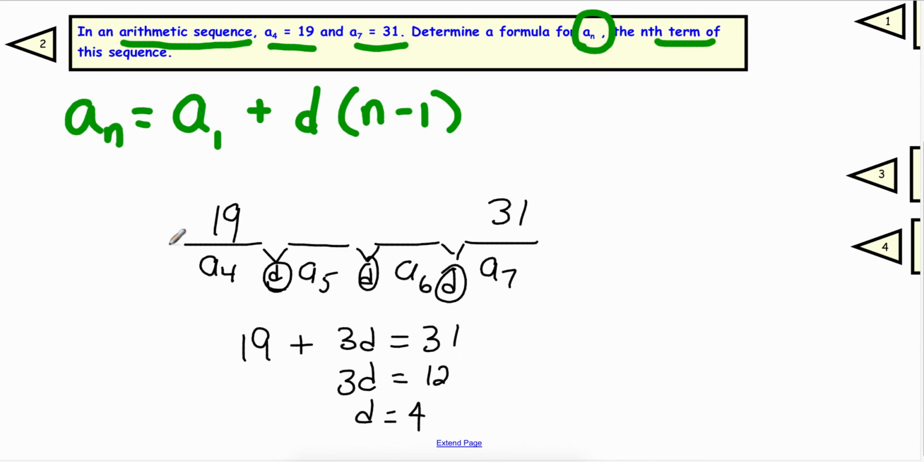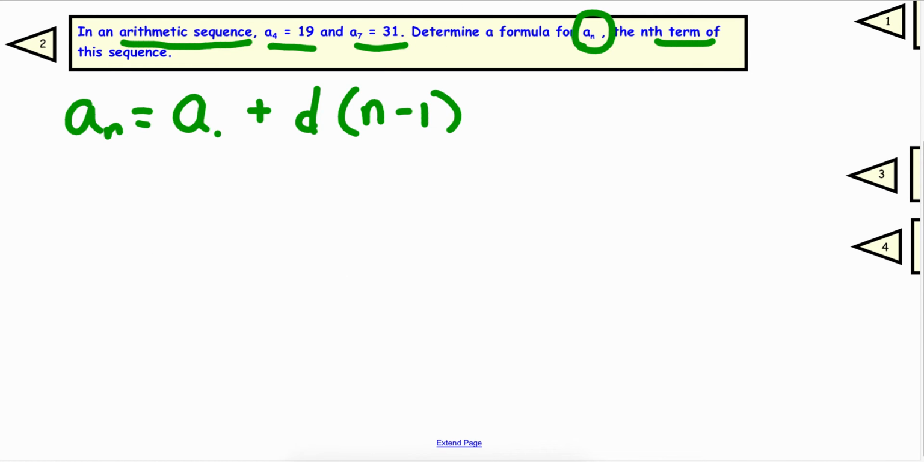Now we can just count backwards. A sub 3, A sub 2, A sub 1. And we can minus 4, minus 4, minus 4. Oh, there's our first term of 7. So now let's go back. I don't know what A sub n is, and I don't need to. That's what they're saying. Write a formula to find A sub n.